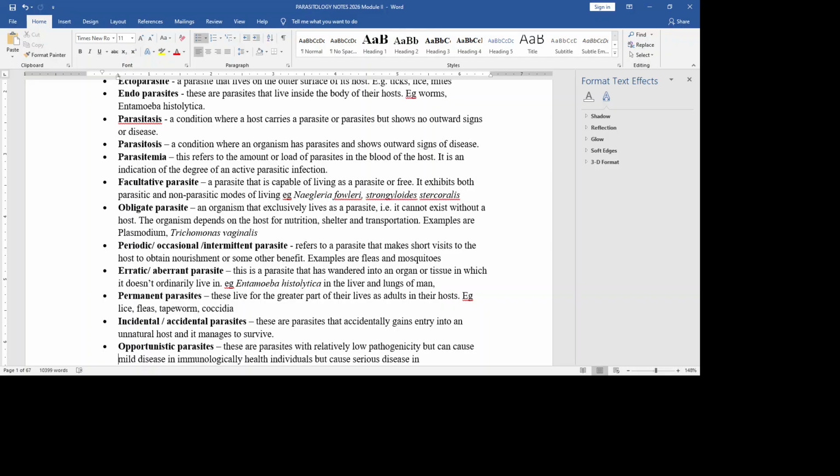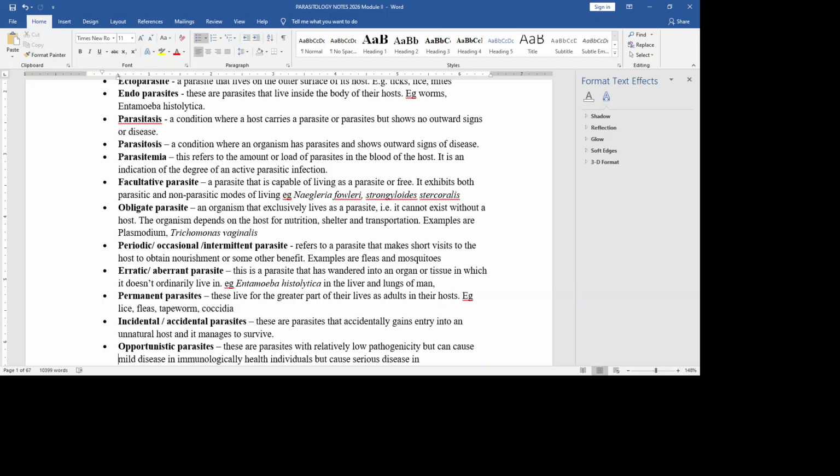And the two most important parasites that show this behavior are the Naegleria fowleri and Strongyloides stercoralis, and these are protozoan and nematodes, which we are going to meet as we proceed with our parasitological studies. We also have another group known as the obligate parasites.